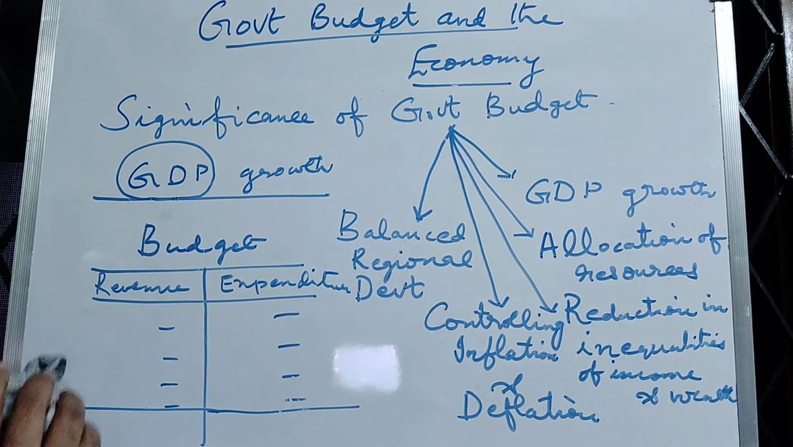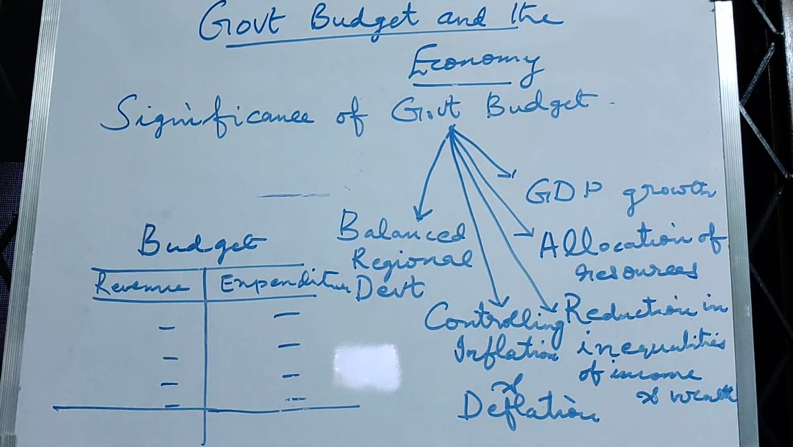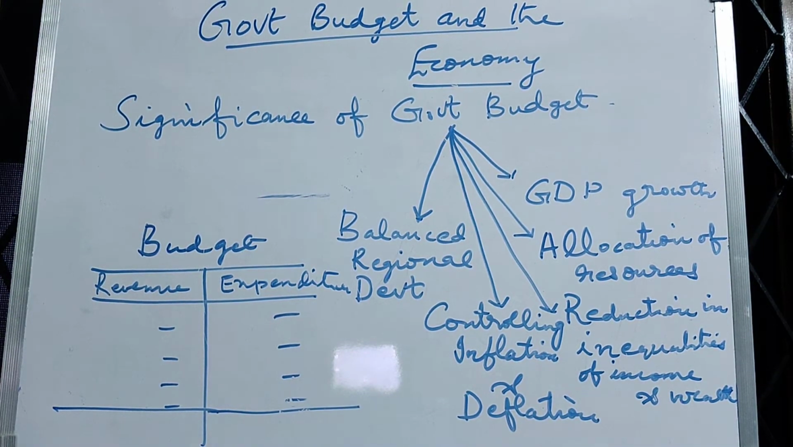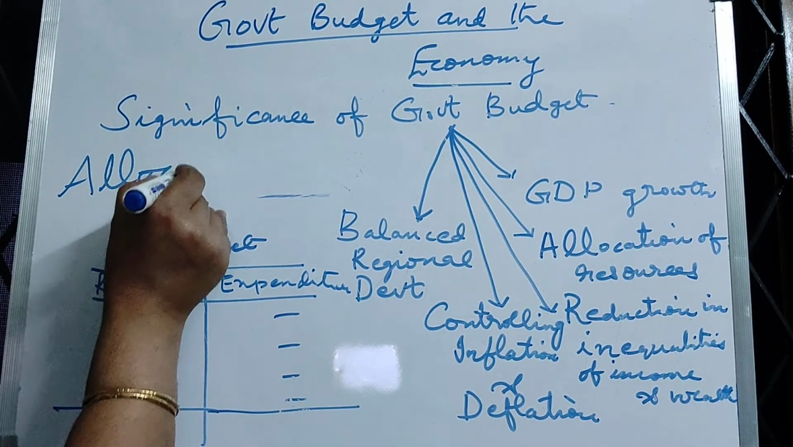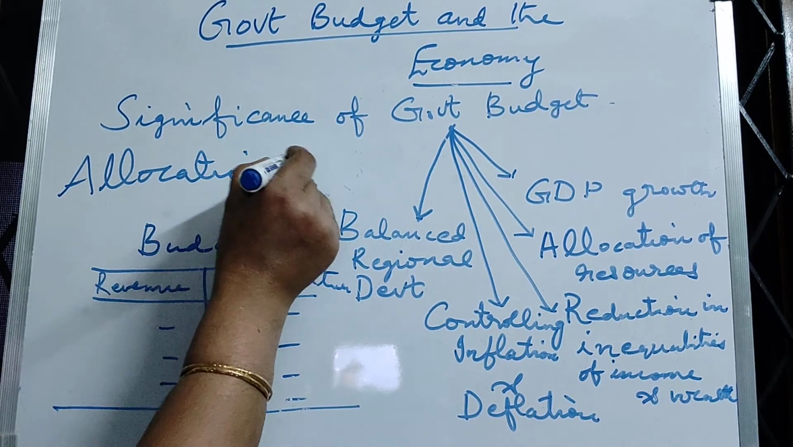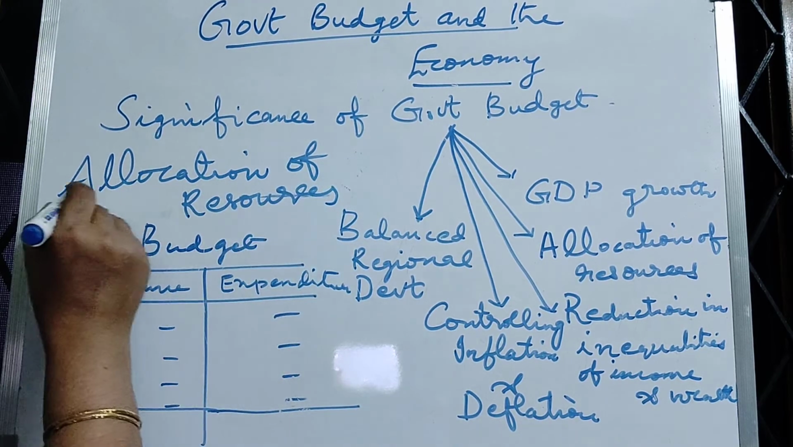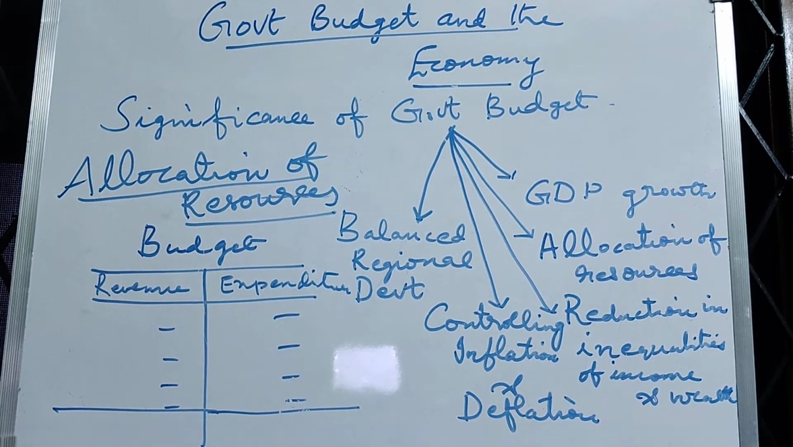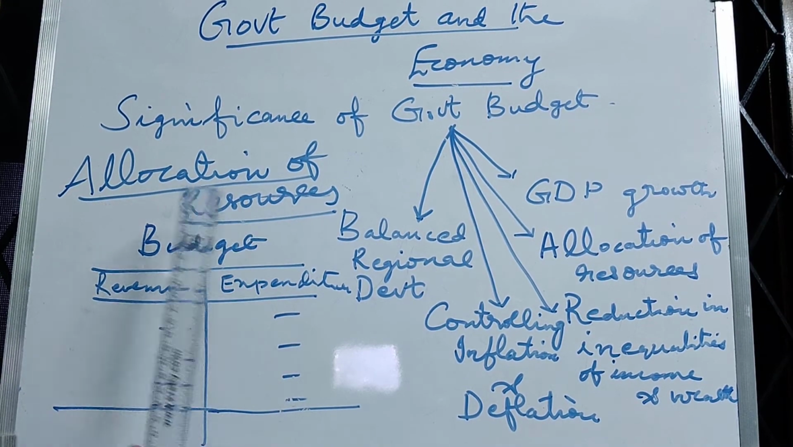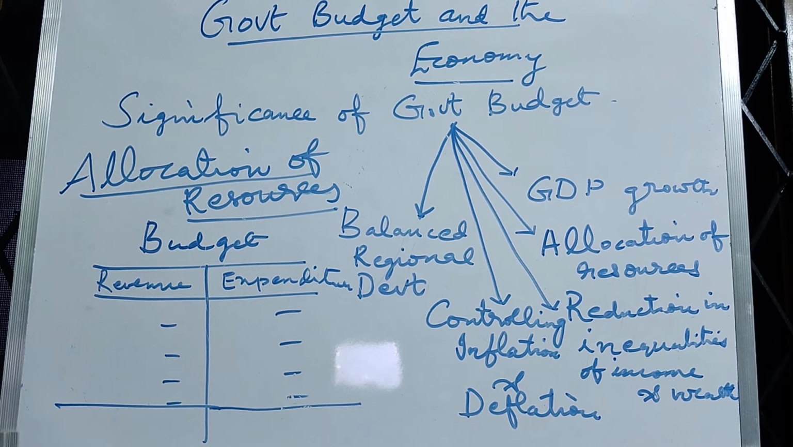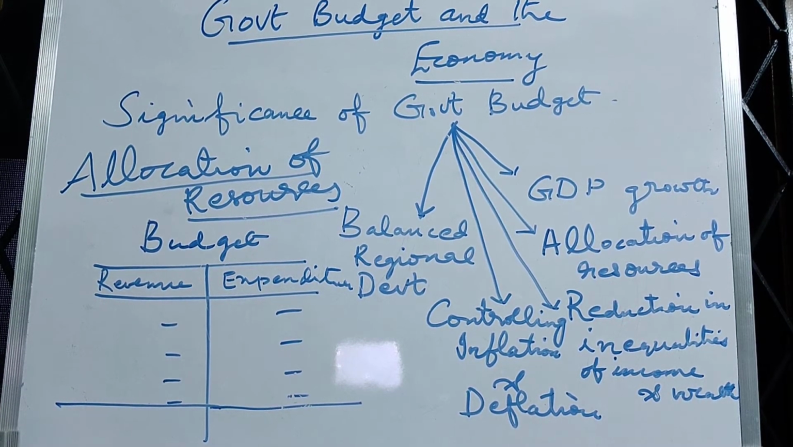Now, the second objective of the government budget is what? It is allocation of resources. That is the second objective of government budget. The government prepares the budget for the allocation of resources. So you have to understand the meaning of allocation of resources. Allocation of resources means putting the resources into various uses. That means distributing the resources.